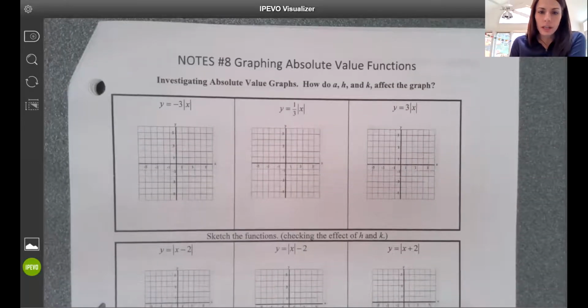Today we're going to be looking again at some more graphing, and we are straying away from that line graph that we've been working on. We're going to be looking at some absolute value equation graphs. So I have notes number 8 here.